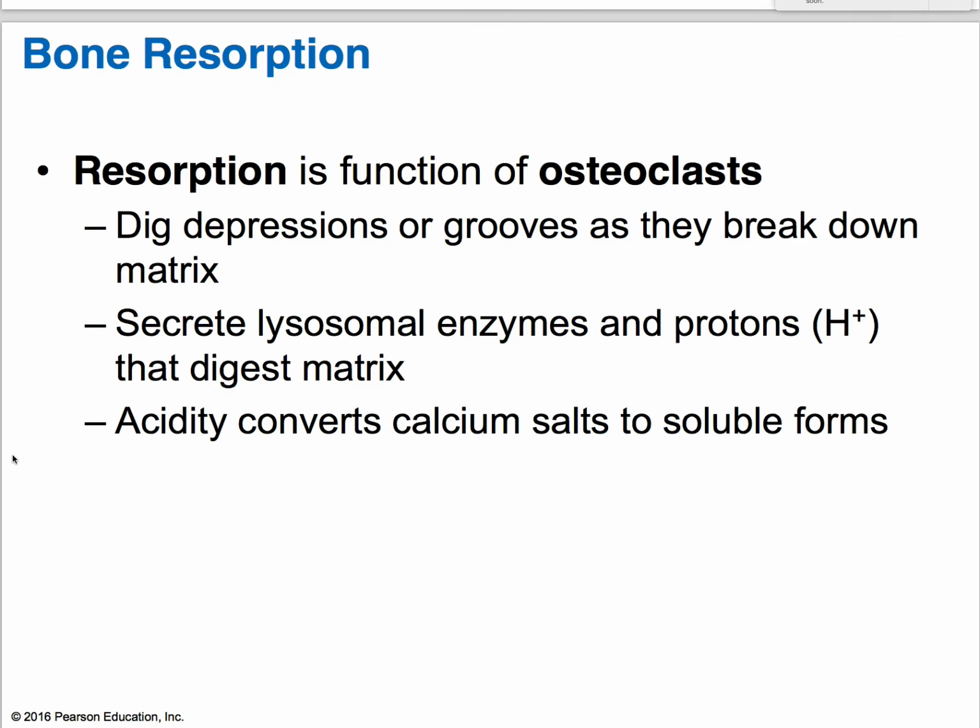When we're talking about bone resorption, we're talking about bone breaking, and bone resorption is a function of osteoclasts. What we find is that these osteoclasts cling to the bones, and when they cling on, they form a fold as they move along the surface. As they're moving along, they end up digging depressions or grooves as they break down the bone matrix. They're also secreting a couple of different chemicals. The first are lysosomal enzymes and protons, which help break down the matrix. The other is hydrochloric acid, which converts the calcium salts into a soluble form that passes easily into solution.